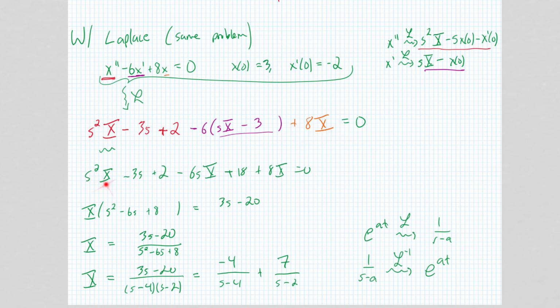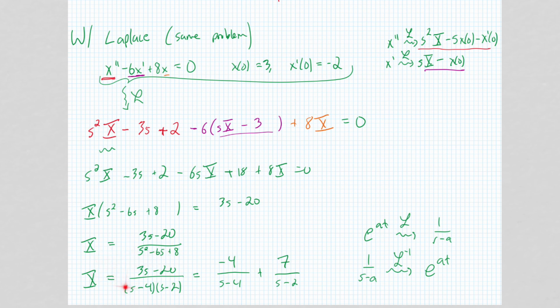Now, X term, X term, X term. Those are all going to be left on the left side and factored out. 3s moves over to the right. 2 and 18 get added together, then move to the right, become a negative 20. From there, I'm going to divide out by this right here, and I'm going to get 3s minus 20 over s squared minus 6s plus 8.